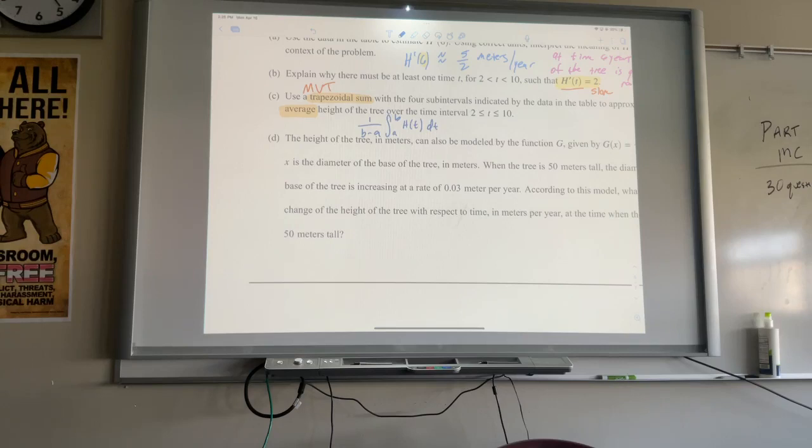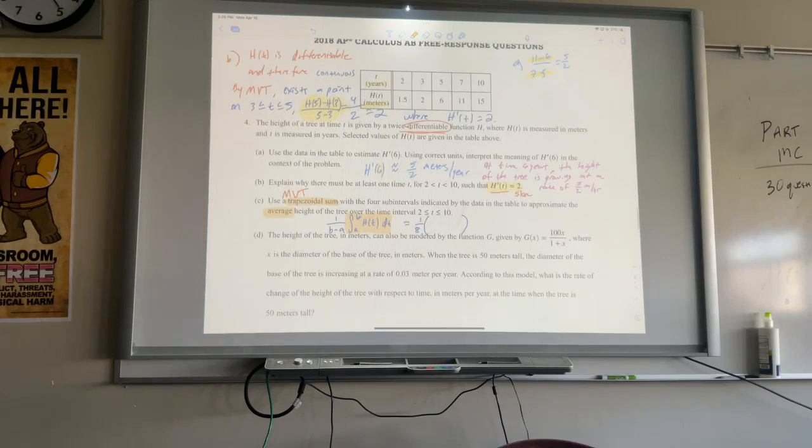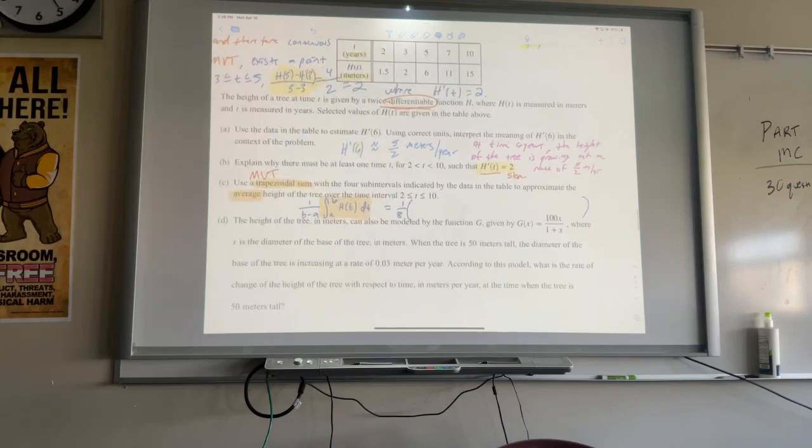Okay, so we'll get to this. Average value basically means you take the whole thing and you multiply by 1 over b minus a to get the average. So for this, because it's from 2 to 10, I just do 1/8 of this integral. But this integral, I'm going to do by trapezoid.